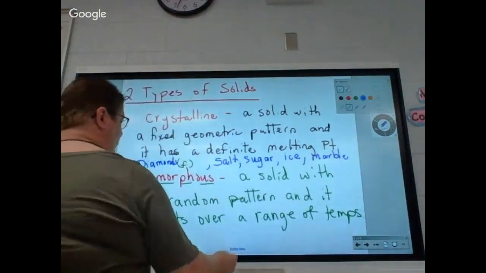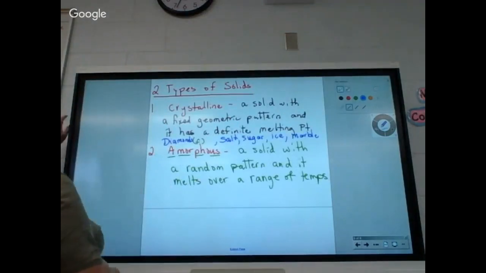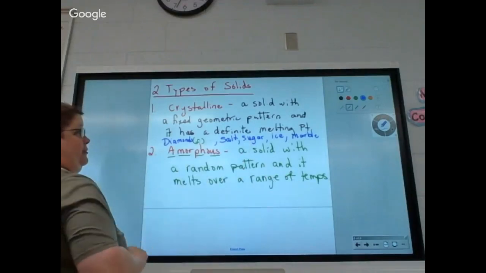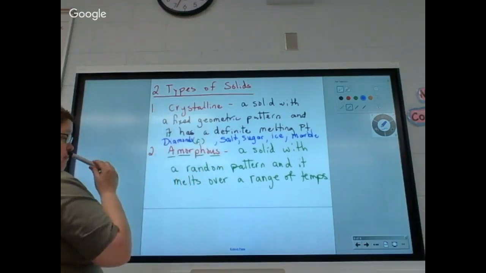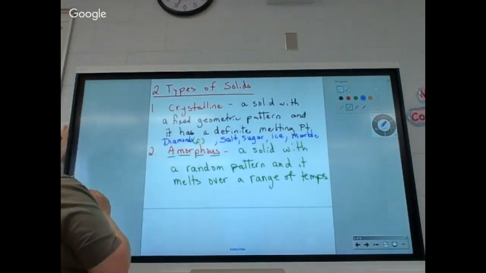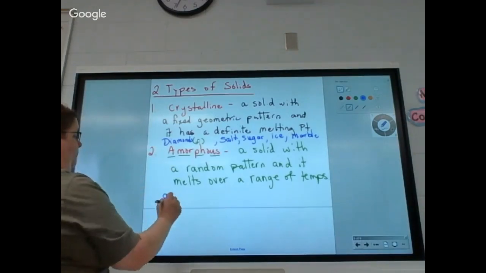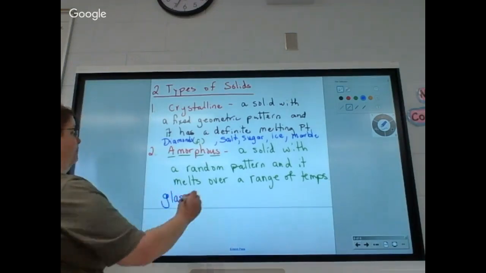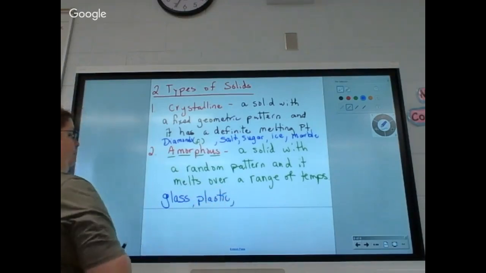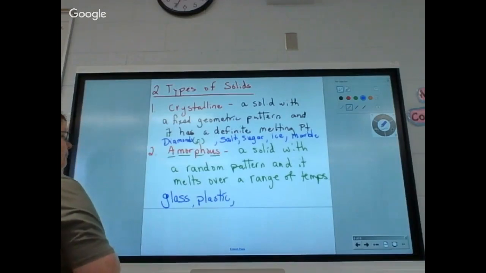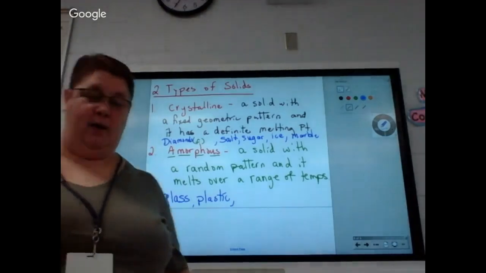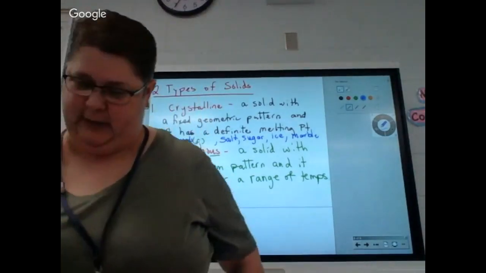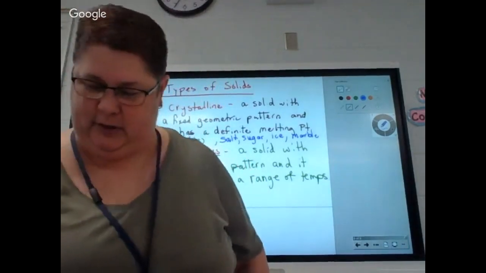All right, so what's amorphous? Has a random pattern. It's going to melt over a range of temperatures. Let's see. Ice is crystalline. Wood? Not really. I think about the patterns in it. Glass. Plastic? What things do y'all use in the house? Who melts plastic? Only people who accidentally stick it on stuff. I melted it on the grill yesterday by accident. I got the plastic bag too close.